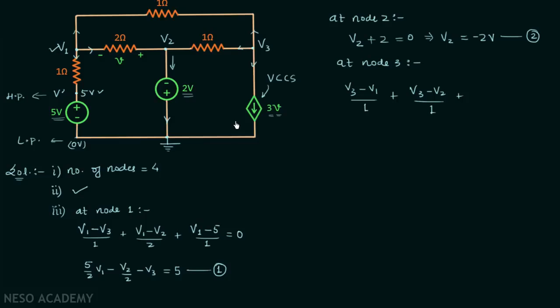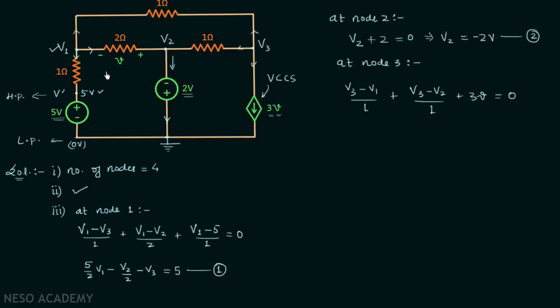The reason is very simple. We are having one current source providing 3 times V as the current in this branch. So this current is equal to 3 times V, equal to 0. Now focus on this resistor. Voltage across this resistor is equal to V with this polarity.